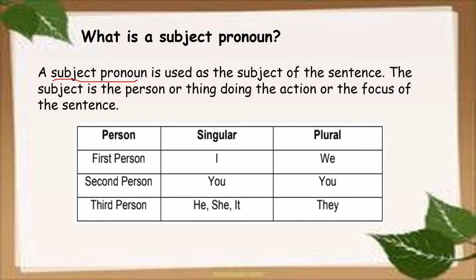But for the second person, as you may notice, whether it's singular or plural, you is not changing. So when we use the word you as a pronoun, it can be referred to as singular or as plural if it is expressing the second person. Now let's proceed to third person. When we use third person as a pronoun, we use he, she, it, and for the plural form, we have the word they.